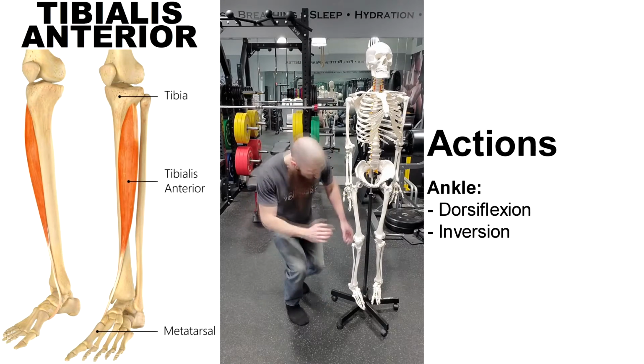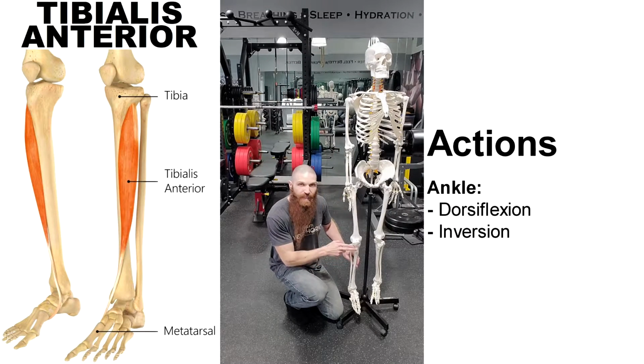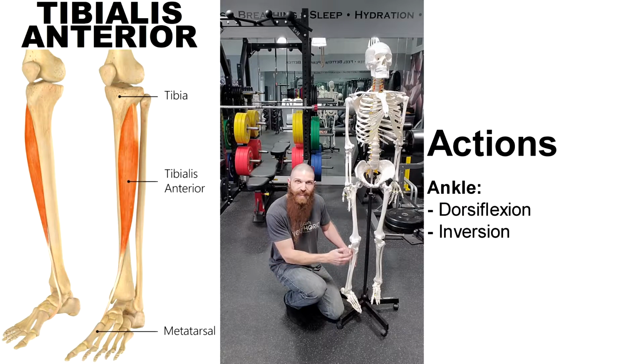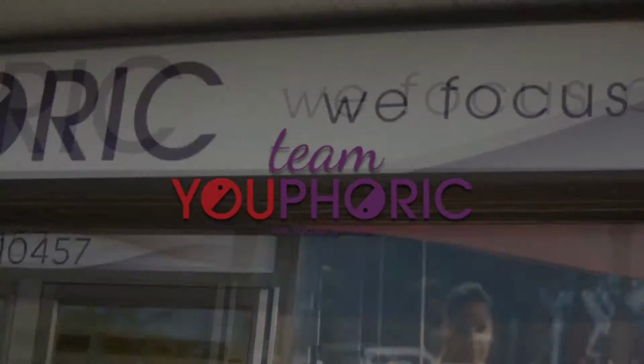Anterior tibialis attaches at the anterior tibia, at the lateral condyle of the tibia, and the proximal 2/3 of the tibia on the anterior surface, and also the proximal 2/3 of the interosseous membrane. The interosseous membrane being the thick, dense connective tissue that connects.